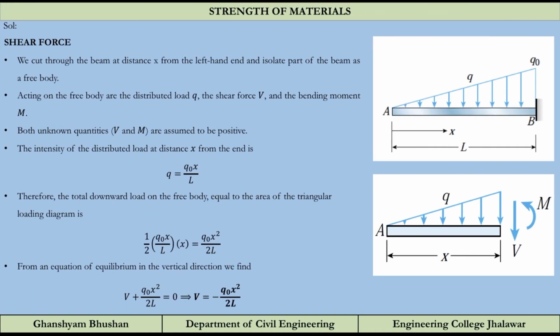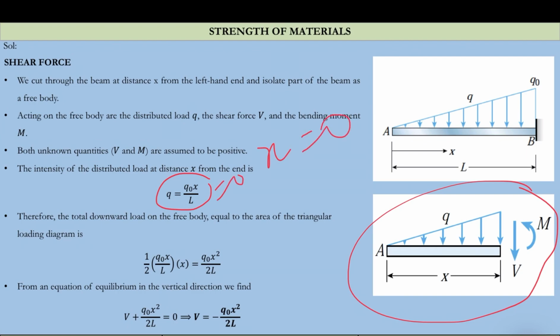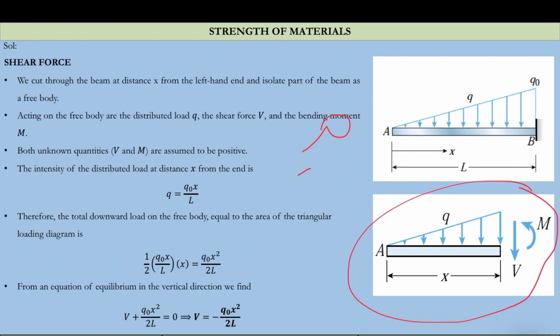So we cut the beam at a distance x from the left-hand side. The load varies linearly, so q is q naught into x by L. If you put x equal to 0, you get q as 0. If you put x equal to L, you get q naught. So we have checked that this equation is correct.